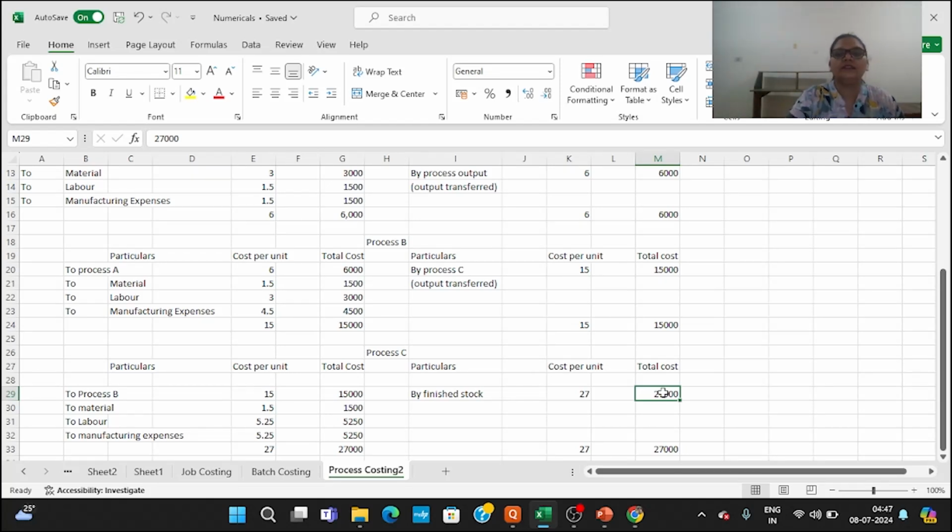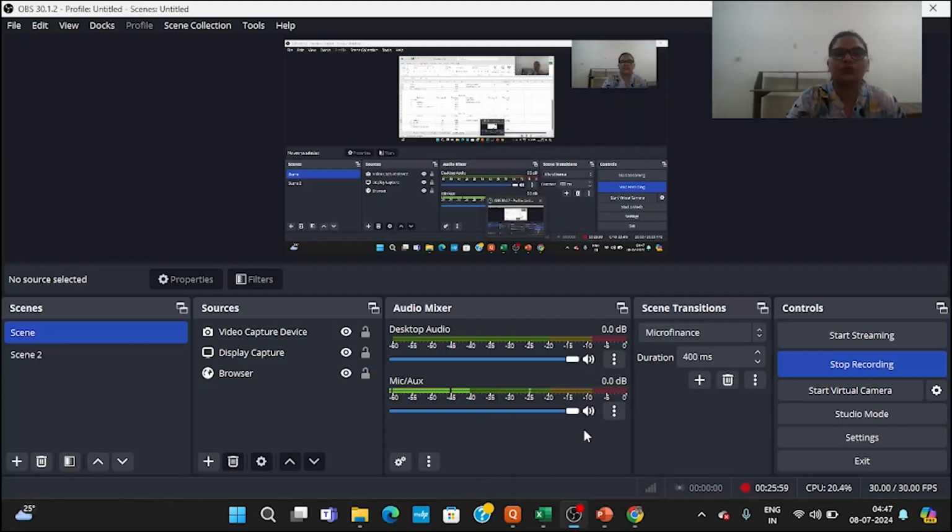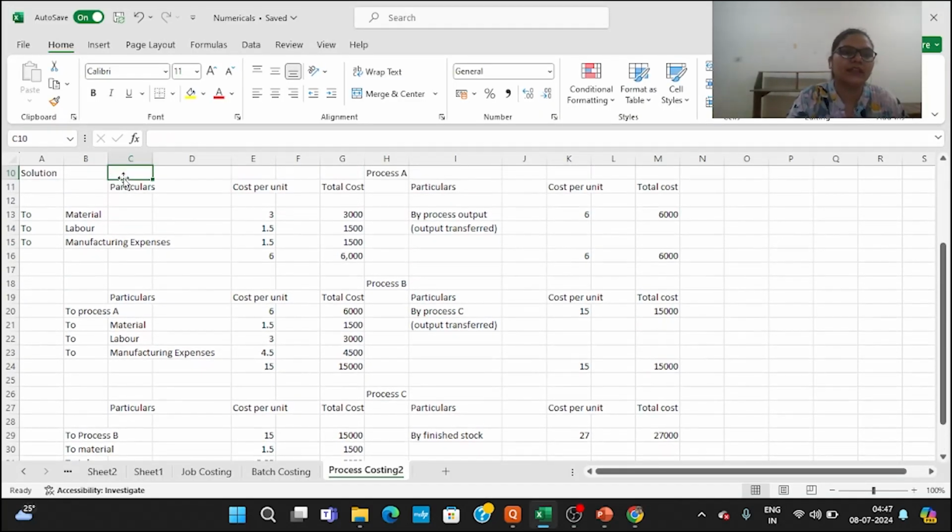And one thing, let us discuss. I want to show you all the expenses like material, labor, and manufacturing expenses. For each process, a separate account is opened. All the expenses are debited to the process. Generally, there are items like material, labor, direct expenses, indirect expenses, abnormal gains, and opening balance.